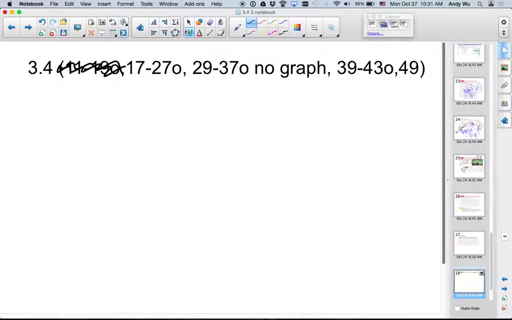And that would be your homework. Okay? I'll put that on PowerSchool. Which ones have no graph? Just these parts. This part has no graph, which means that you can skip the graph.